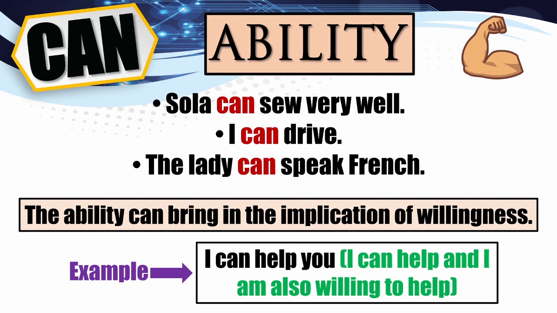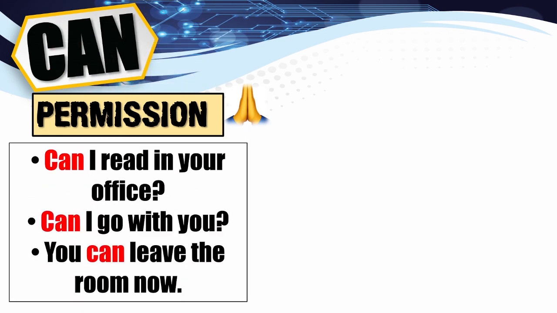Another thing that can is used for is permission. We use can to seek for permission. For example, can I read in your office? Can I go with you? You can leave the room now. That is permission. You are using can to seek for permission. This is different from using it to indicate ability.